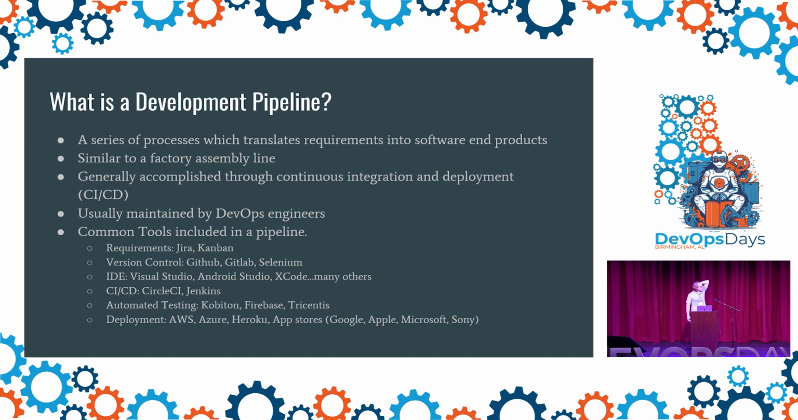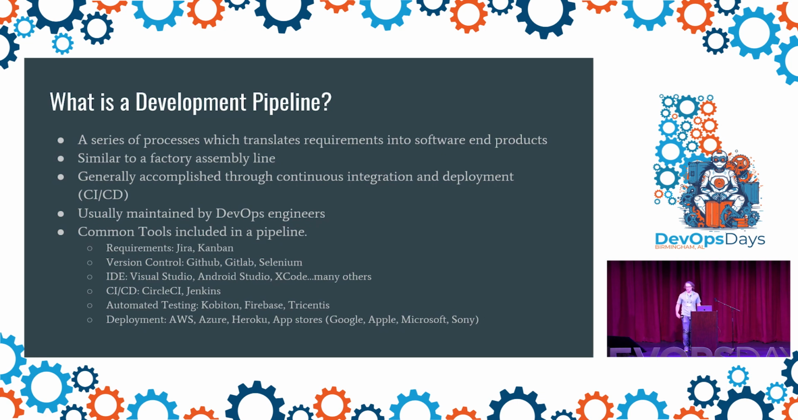So a development pipeline is a series of processes which translates requirements into a software end product. It's the value driver of our engines, that's 65% of the global economy. It's similar to a factory assembly line. You have inputs and you have outputs. And it's generally accomplished through CI/CD, and it's maintained by us DevOps engineers.